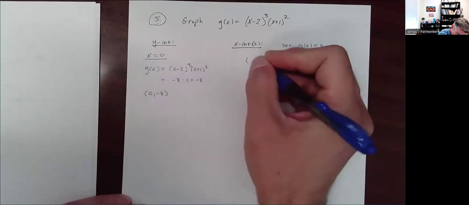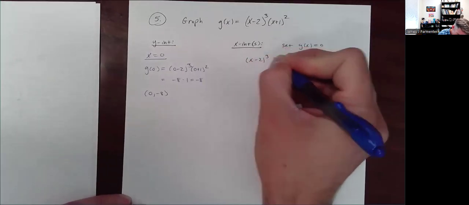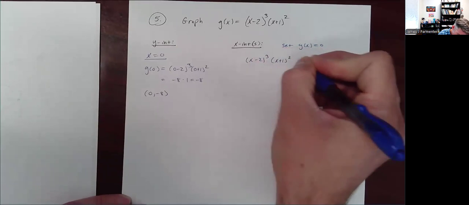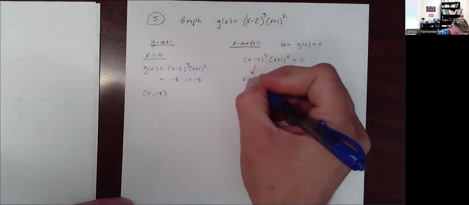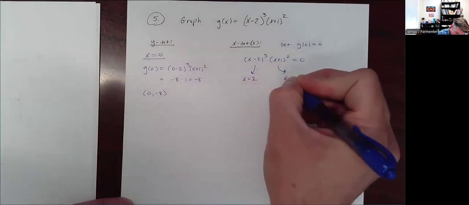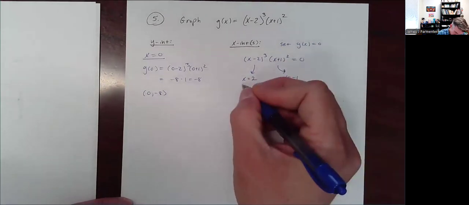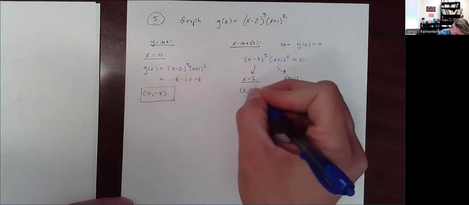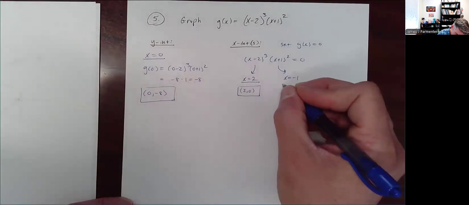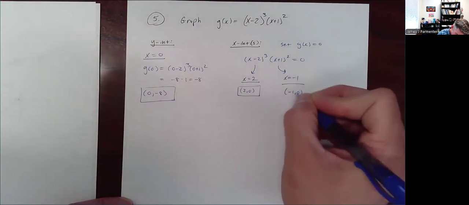So we're going to set (x minus 2) cubed times (x plus 1) squared equal to 0. And we're going to see that we're going to get x equal to 2 and x equal to negative 1. So here, our x-intercept is 2 comma 0. Here, our x-intercept is negative 1 comma 0.